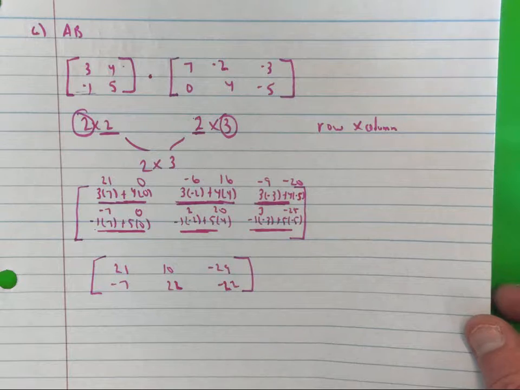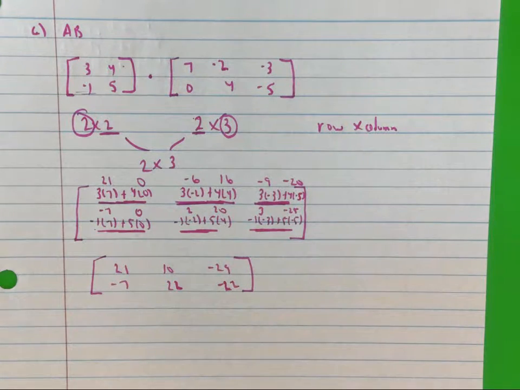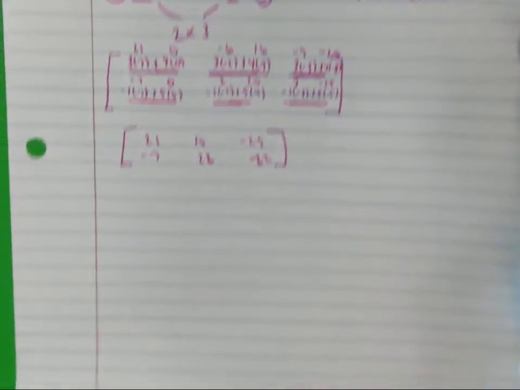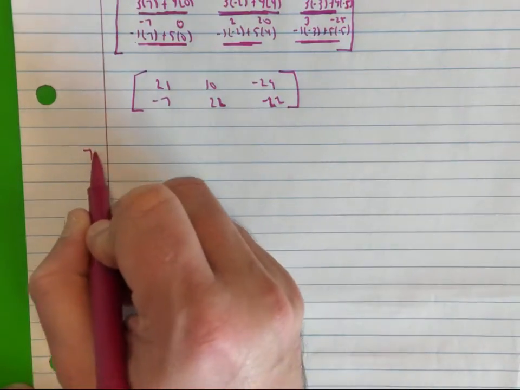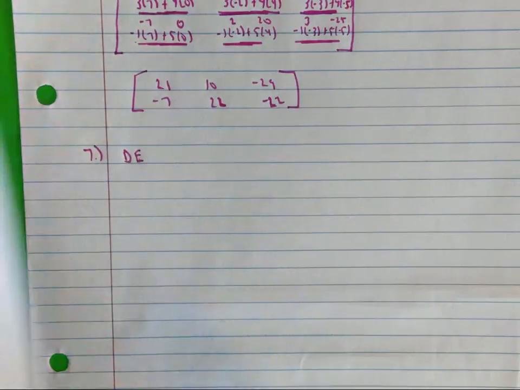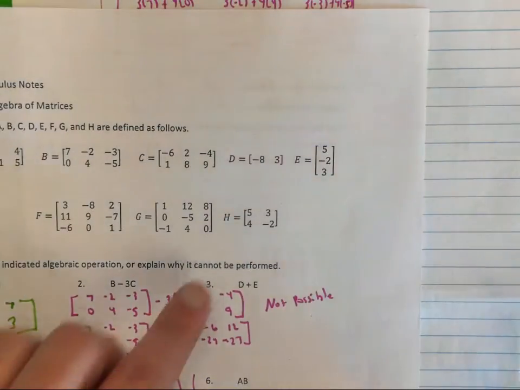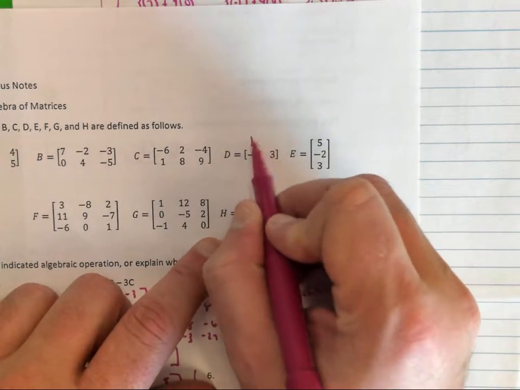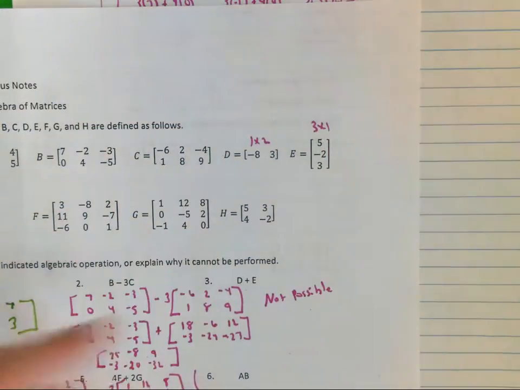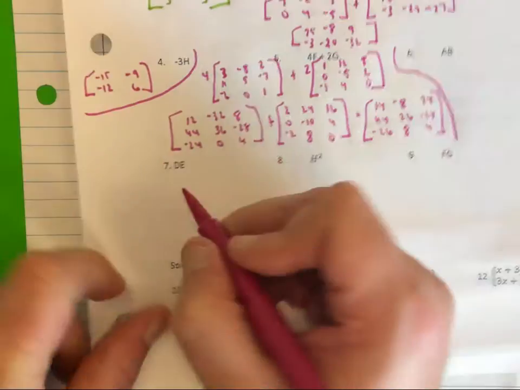Are there any questions on number 6? Alright, number 7. D times E. Let's just look at first to see if it's possible. D is a 1 by 2. And this is a what? Okay, is that possible? No, so you put not possible.